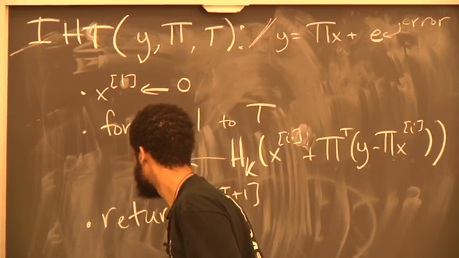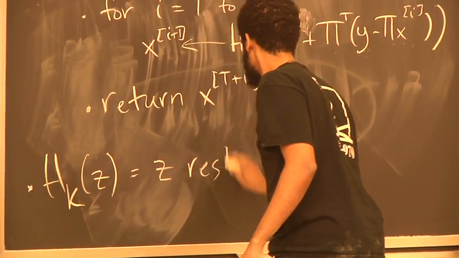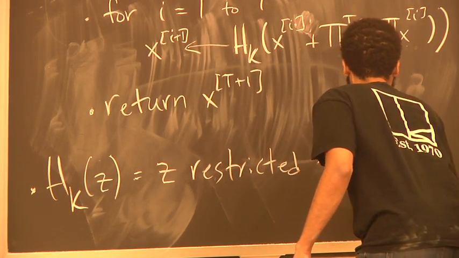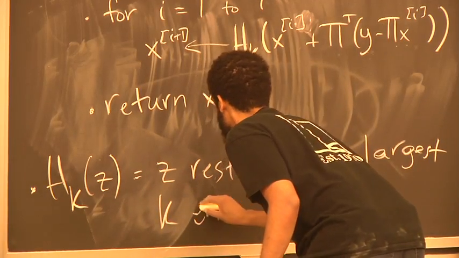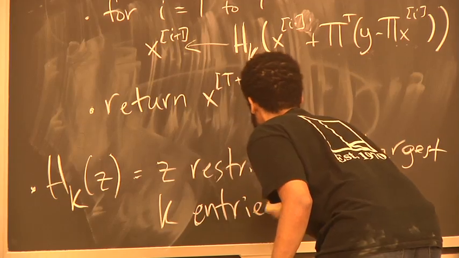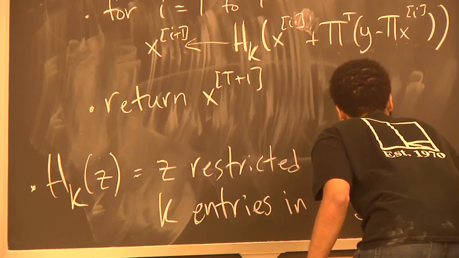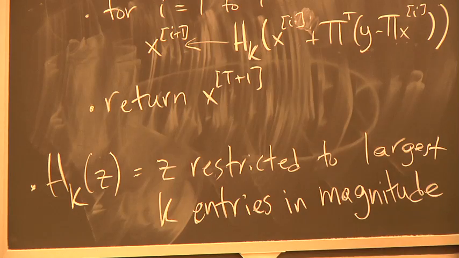Okay, so hk of z is z restricted to the largest k entries in magnitude. So this is the whole algorithm.